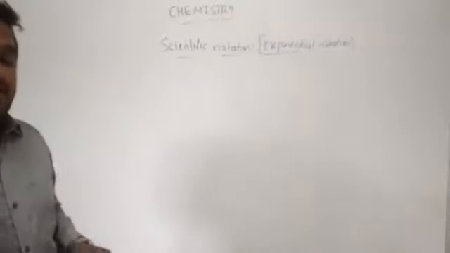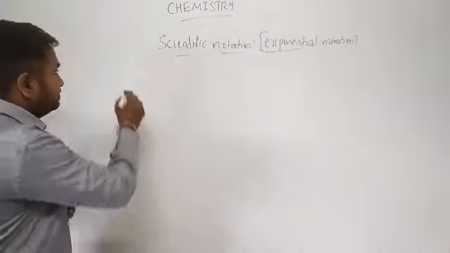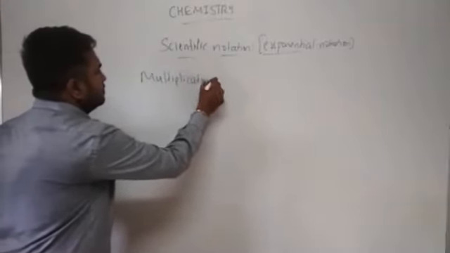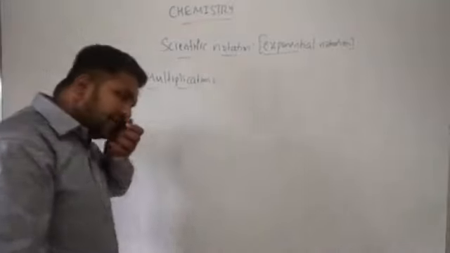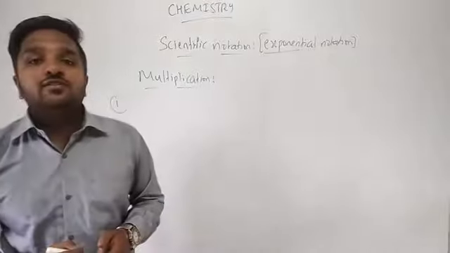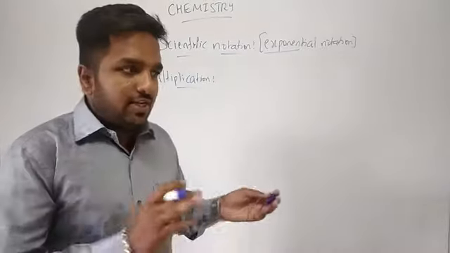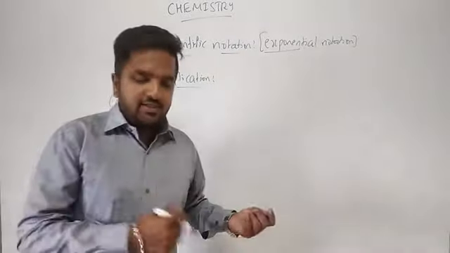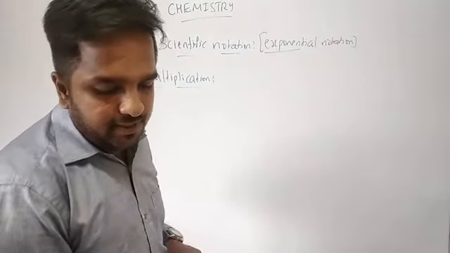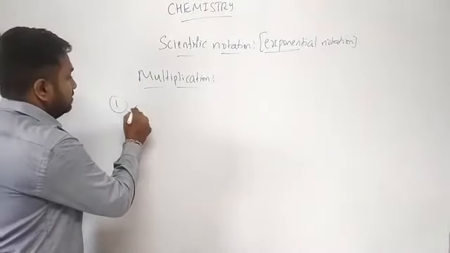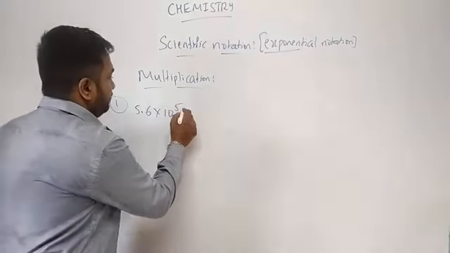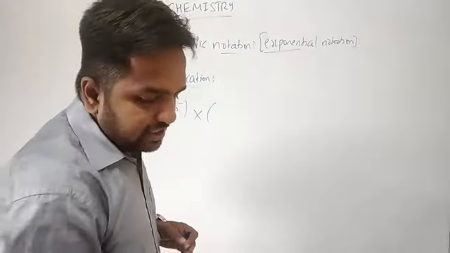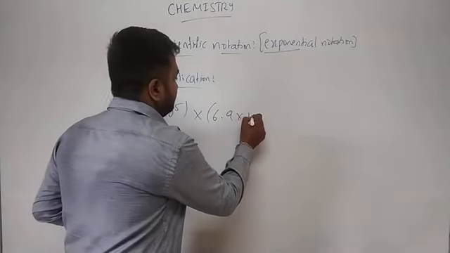So now let's go for multiplication. In case of multiplication, there is no rule that exponents should be the same. You just need to multiply the digit terms and add the exponents. Let me take an example for multiplication: 5.6 into 10 to the power of 5, into 6.9 into 10 to the power of 8.